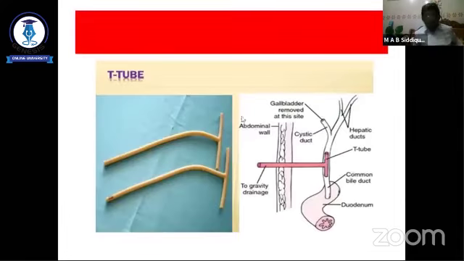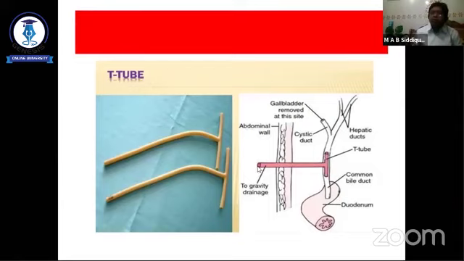Another drain tube, another appliance, is also one type of drain tube, the T tube. We already discussed the T tube in our previous class, so I will summarize this section. The T tube is actually T shaped. It has a short limb and a long limb, and two angles: one is an obtuse angle and the other is an acute angle. The acute angle is on the inferior side and the obtuse angle in the upper part, and it is introduced following a choledocholithotomy.